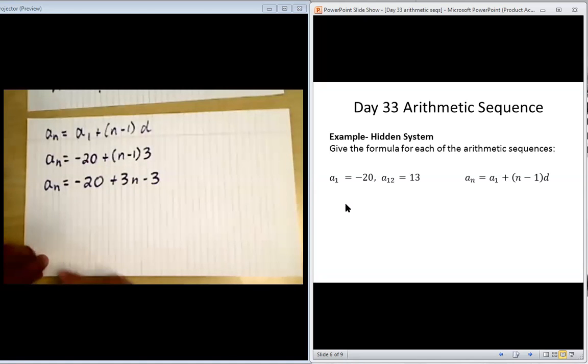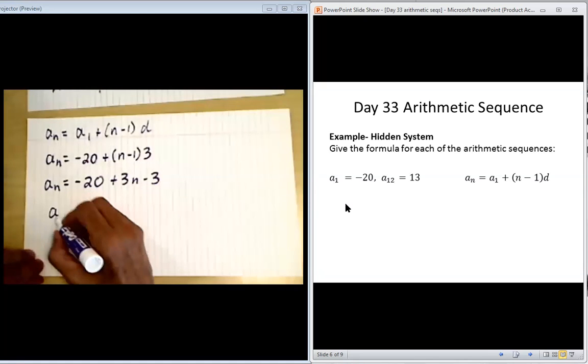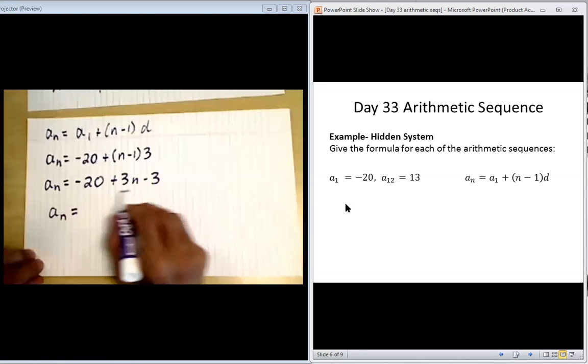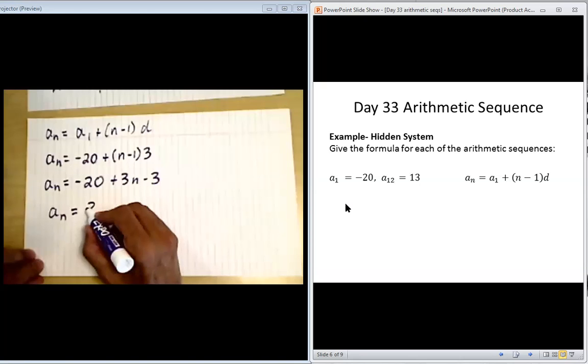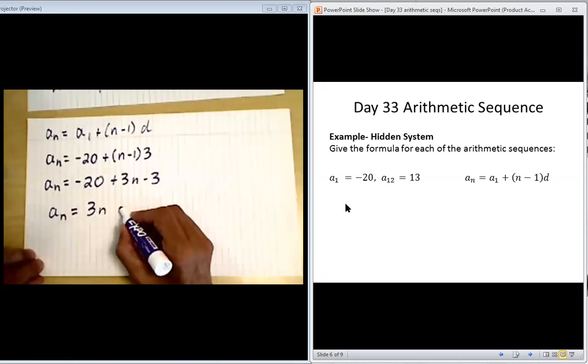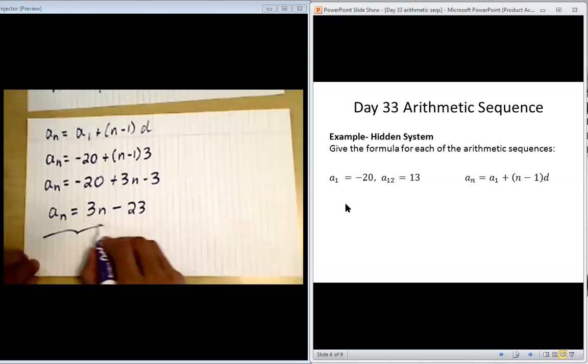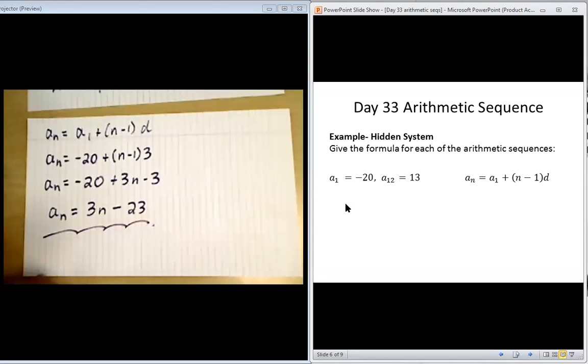And we'll get a final general formula for this example using our t-shirts. $20 off, then another 3. So that will be $23 off in total there. Final answer.